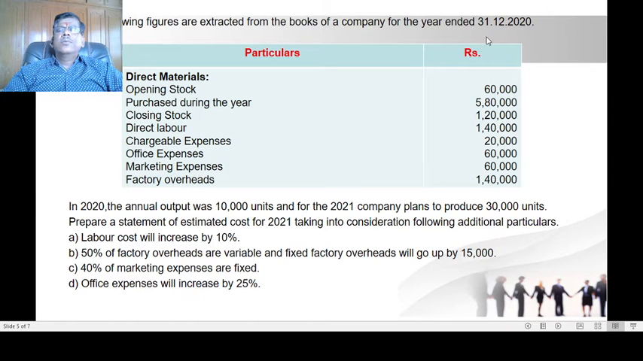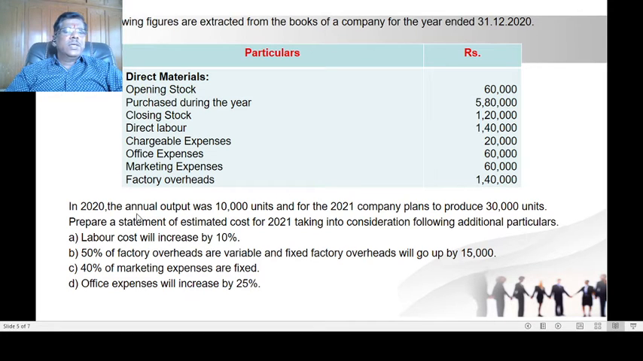Here 2020 is the cost data, this is the base for the estimated cost sheet for the year 2020-21. Then particulars are given, direct materials, that is opening stock and purchase during the year, closing stock, direct labor and chargeable expenses, which is also direct expenses. Office expenses is given, marketing expenses is given, factory overheads is also given.